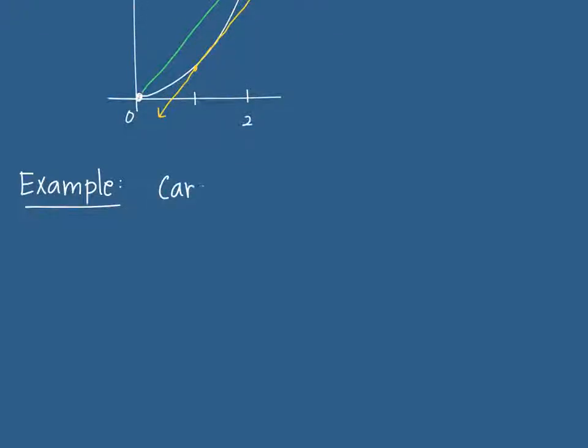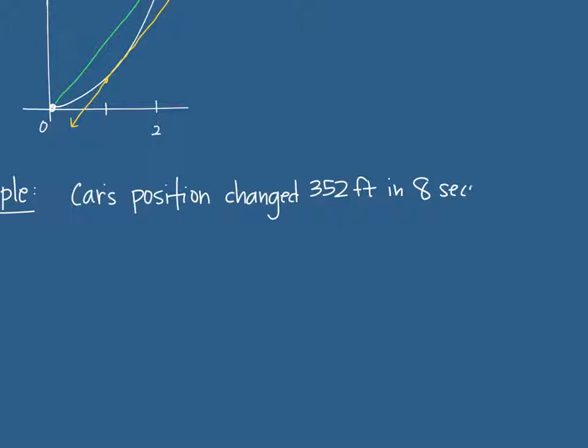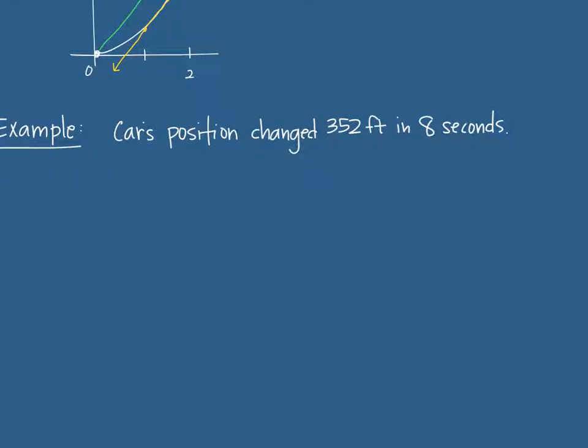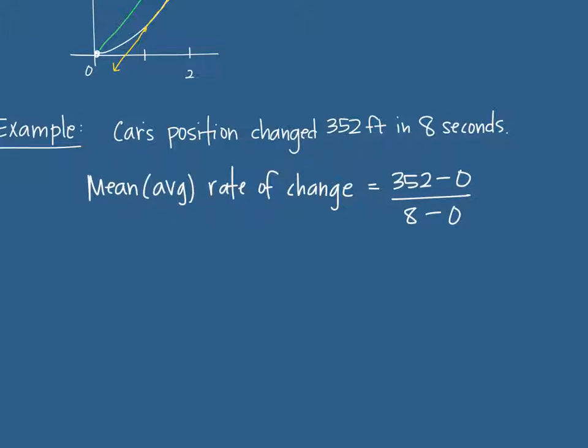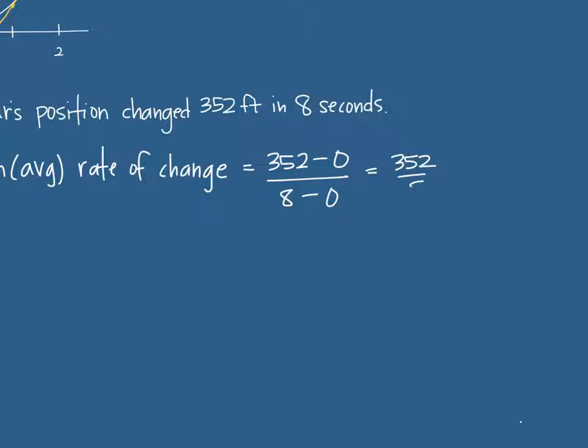All right, so let's say that a car's position changed 352 feet in 8 seconds. The mean or average rate of change over those 2 positions would be 352 minus 0 over 8 minus 0. 352 divided by 8, we get 44 feet per second.